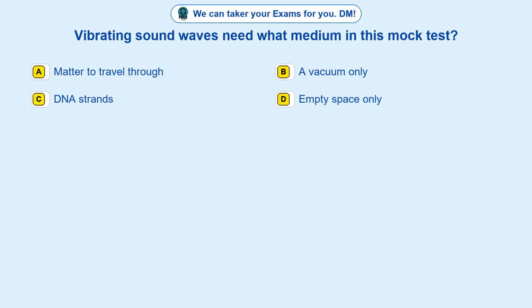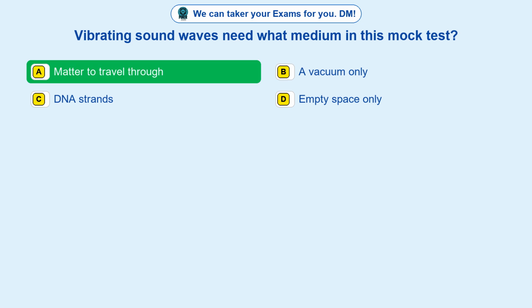Question 65. Vibrating sound waves need what medium in this mock test? Option A, matter to travel through. Option B, a vacuum only. Option C, DNA strands. Option D, empty space only. The correct answer is option A.